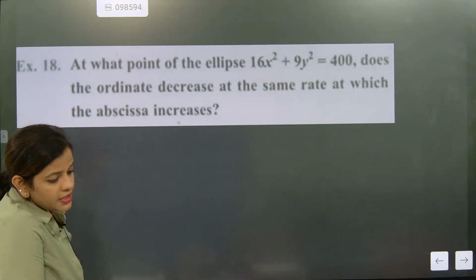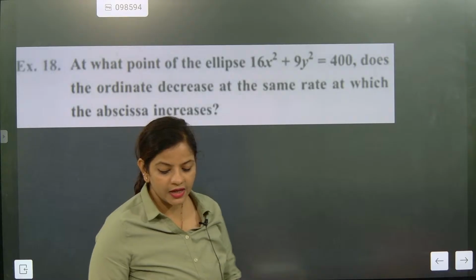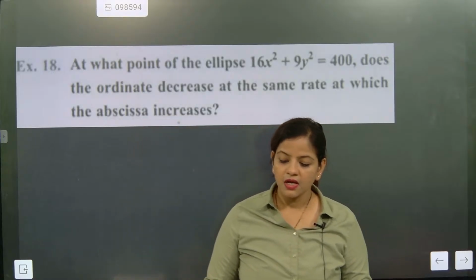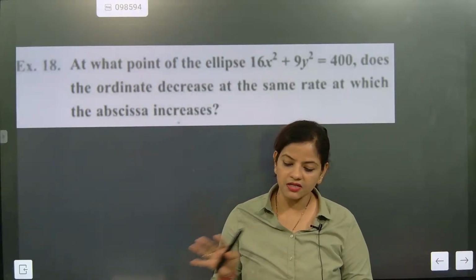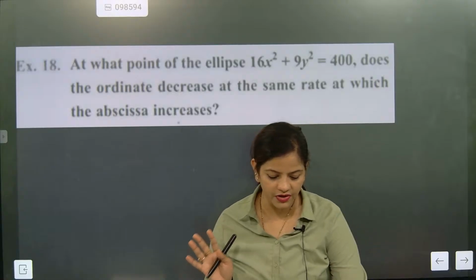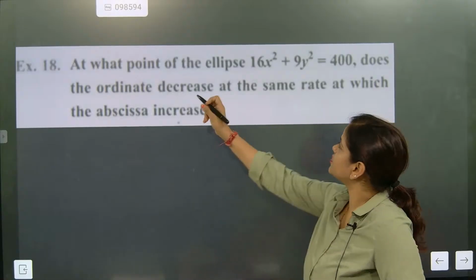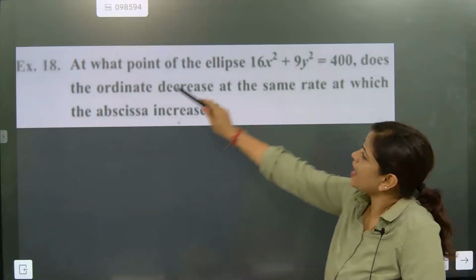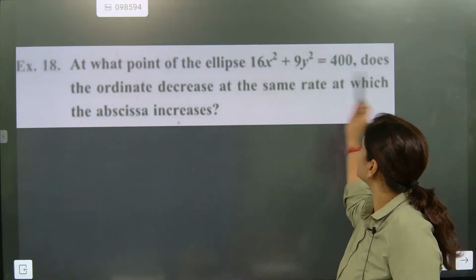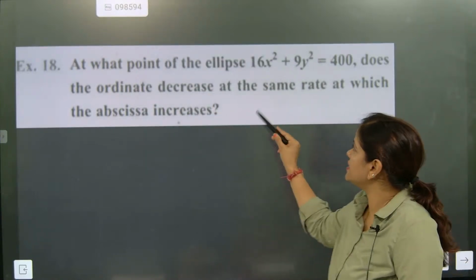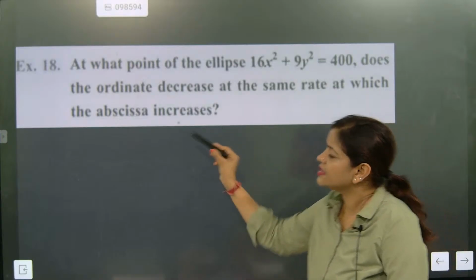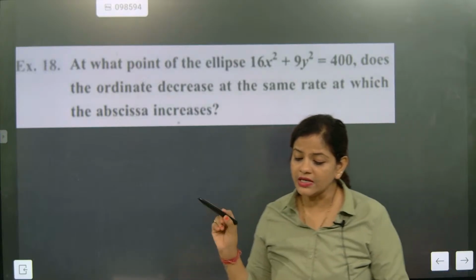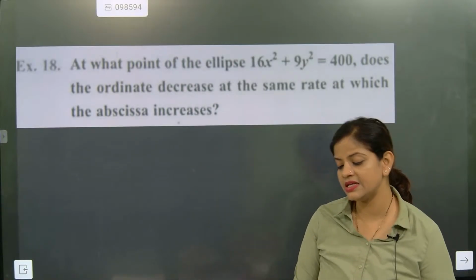Question number 18. This will definitely be carrying some marks, so be very acquainted and solve it very particularly. See, this is exactly talking about an ellipse. At what point of the ellipse does the ordinate decrease at the same rate at which the abscissa increases? So an increase in one will decrease the other.